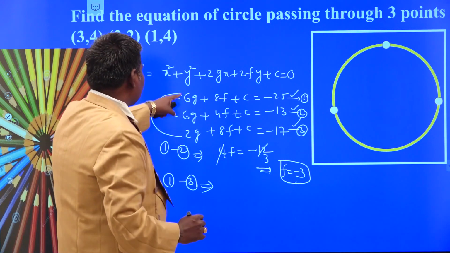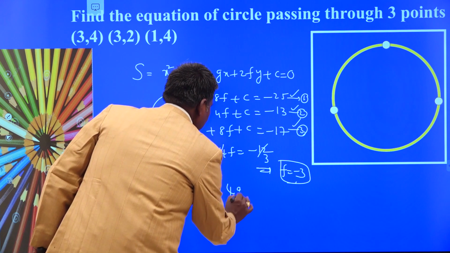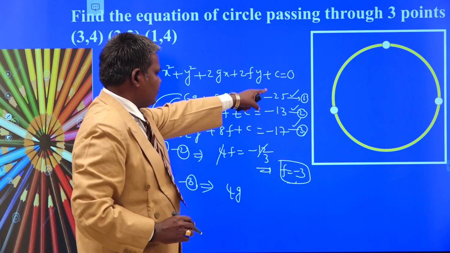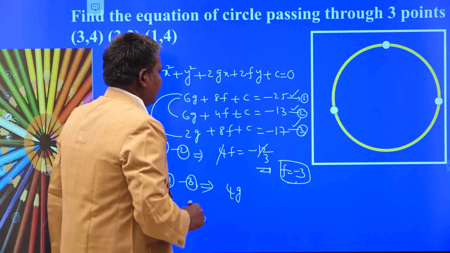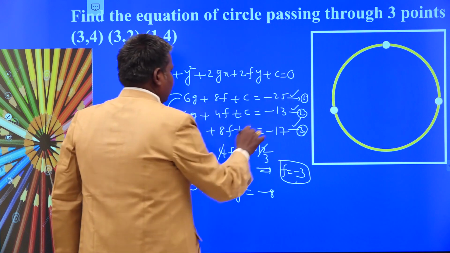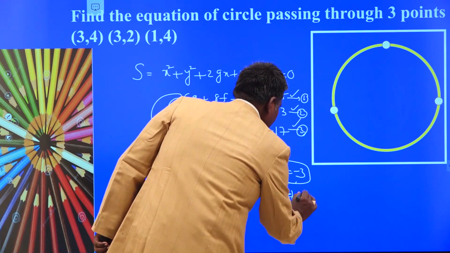One minus 3 implies what? 6g minus 2g, that is 4g. Next, 8f gets cancelled, c also gets cancelled, minus 25 minus 17. What is the value? Minus 8. Minus 25 plus 17, that is minus 8, implies g equal to minus 2.